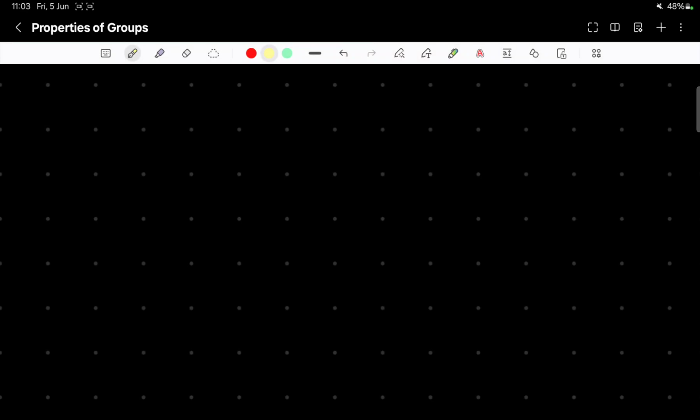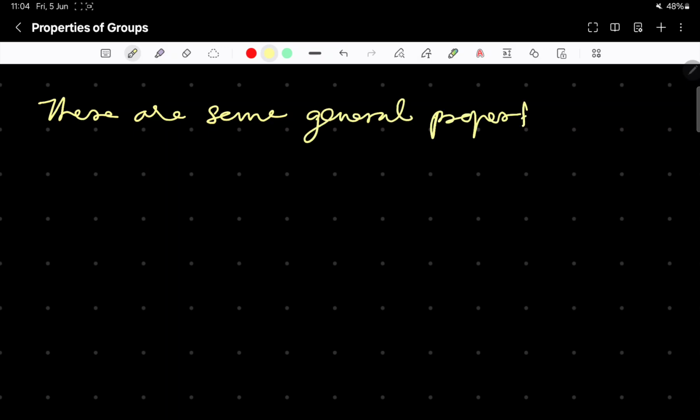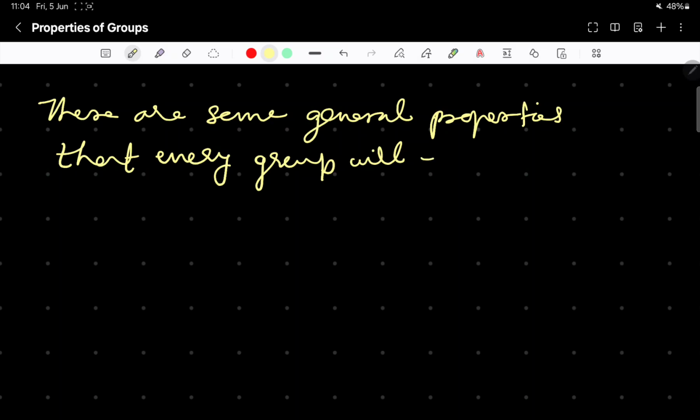Talk about some properties of groups. That means there are some general properties that every group will follow. So the first thing is, we have seen that every group has an identity.